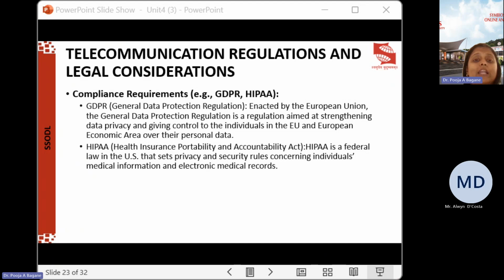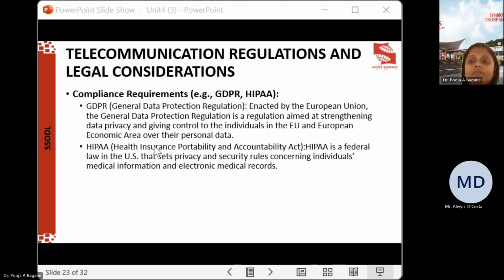Telecommunication companies must obtain explicit consent for data processing. They need to enforce data protection measures and notify individuals in case of a data breach. They need to ensure lawful data transfer outside Europe. Compliance involves developing data protection policies, conducting privacy impact assessments, and appointing a data protection officer. It also ensures data subject rights of access, rectification, erasure, and data portability.